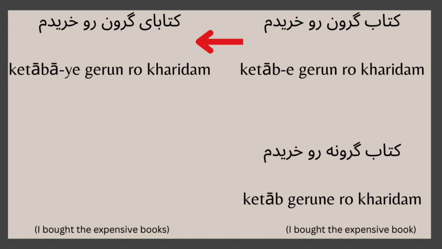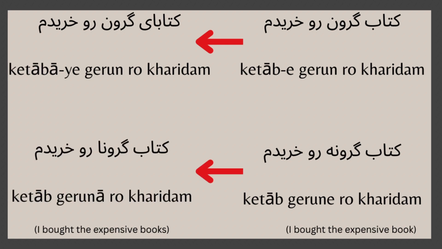The second form of noun and adjective, کتاب گرونه رو خریدم, turns to کتاب گرونا رو خریدم. As you see, still we don't have a genitive case between the noun and the adjective. And here, the adjective gets plural and the noun remains singular. کتاب گرونا. The adjective is plural, the noun is singular. So in Persian, there isn't a situation when both adjective and noun get plural. Always one of them remains singular and the other one gets plural.